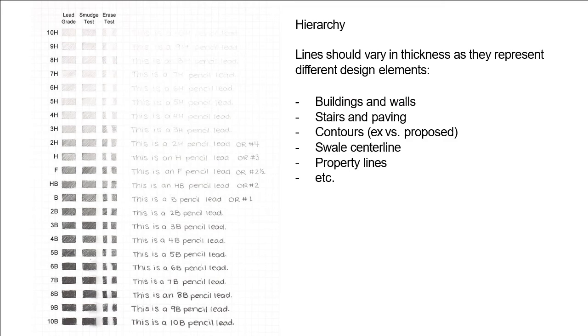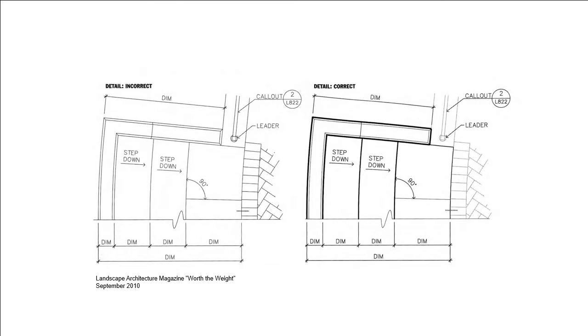The reason for these different line weights is that they are used to represent different design elements. So for example, buildings, walls, stairs, contours, etc. They are each represented by lines that have a different line type and a different line weight, and we'll explain this as we move through the lecture. This is important because a drawing that has all the same line weights is difficult to understand in comparison to a drawing that has a variety of line weights. You can see in this example, it's much easier to understand and read the drawing on the right than it is the drawing on the left.